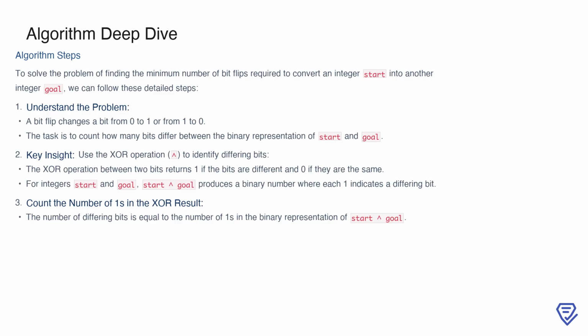The key insight is to use the XOR operation, which is represented by the caret symbol. XOR is ideal for this task because it compares two bits and returns 1 if they are different and 0 if they are the same. Applying XOR to start and goal produces a binary number where every one indicates a differing bit. The next step is to count how many ones are present in this XOR result, as that will tell us the number of differing bits, or bit flips, needed to transform start into goal.